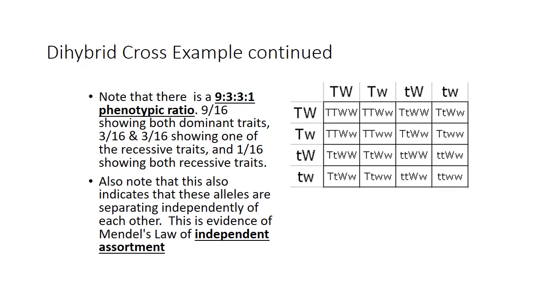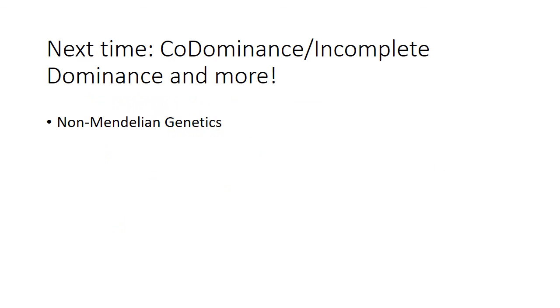At least when it comes to Mendelian genetics. Next time we meet up, we will be talking about codominance and incomplete dominance, and we'll go over some more. These are when we start going out of that Mendelian genetics, where we're going to start talking about how things like hair color and eye color and other things can start being affected, and how us as humans don't necessarily fit the same mold as pea plants.